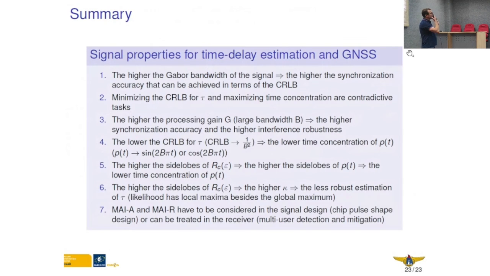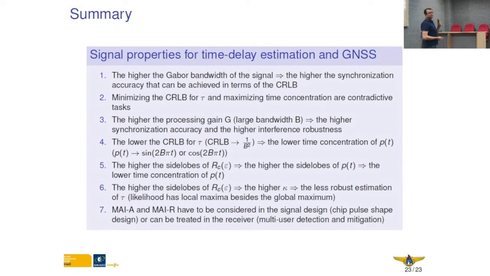So now, in the end, I would like to summarize the signal properties that we talked about. First, the higher the Gabor bandwidth of the signal, the higher the synchronization accuracy that can be achieved in terms of the Cramer-Rao bound. We remember that 1 over the Gabor bandwidth is one of the factors of the Cramer-Rao bound. So when this Gabor bandwidth increases, the variance decreases.